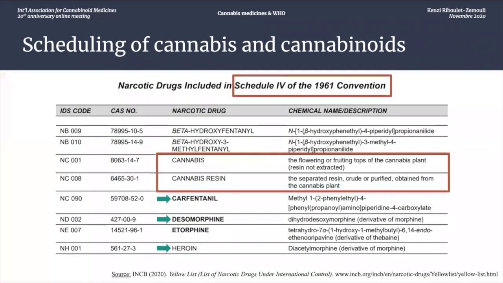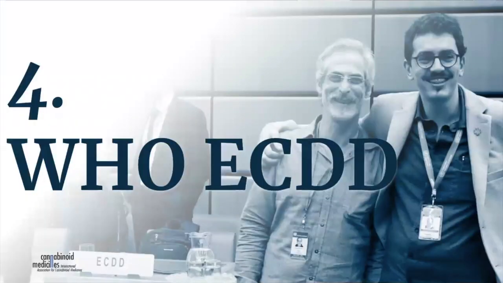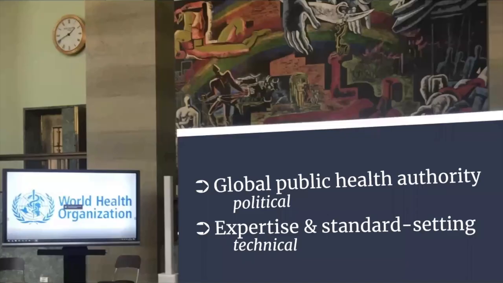We see that this is a screenshot of Schedule 4 of the 1961 Convention. You see that the neighboring drugs in Schedule 4 are really a different kind than cannabis and cannabis resin. So it's kind of curious, which brings me to the Expert Committee on Drug Dependence and the World Health Organization, which is responsible for this strange status of scheduling of cannabis in international treaties.